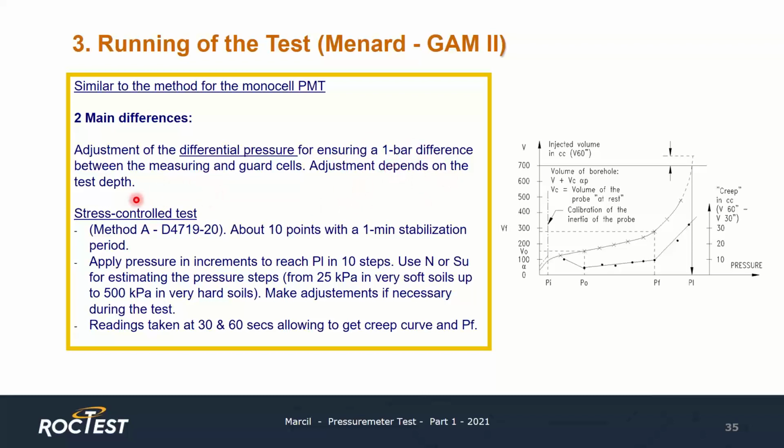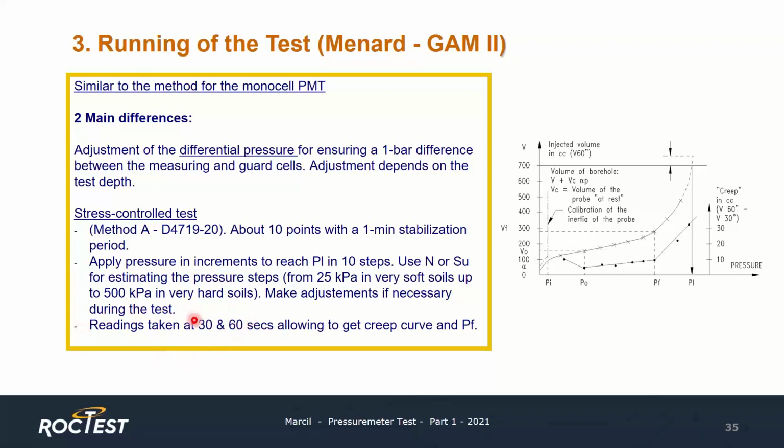The other difference is how the test is run. The Menard pressuremeter test is done by following the stress control method, which consists in having about 10 pressure steps until reaching yielding of the soil. So these pressure steps must be decided by the operator depending on how hard the soil is. So it can be from about 25 kPa in very soft soil up to 500 kPa in very hard soil.